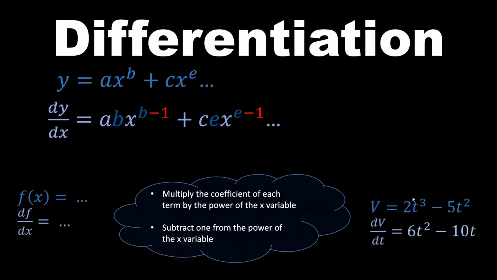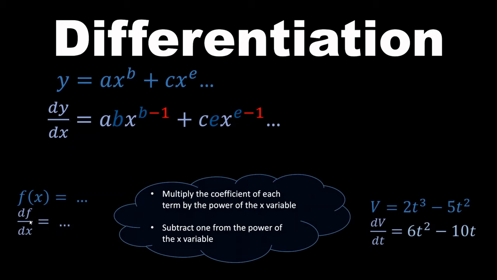And note, I just followed these steps here in order to differentiate that. I did 3 multiplied by the coefficient out front, 3 times 2, 6, and I subtracted 1 from the 3, so it's t to the power of 2 now. And I did 2 multiplied by the coefficient out front. 2 times negative 5 is negative 10. And I subtracted 1 from the 2. So that's just t.